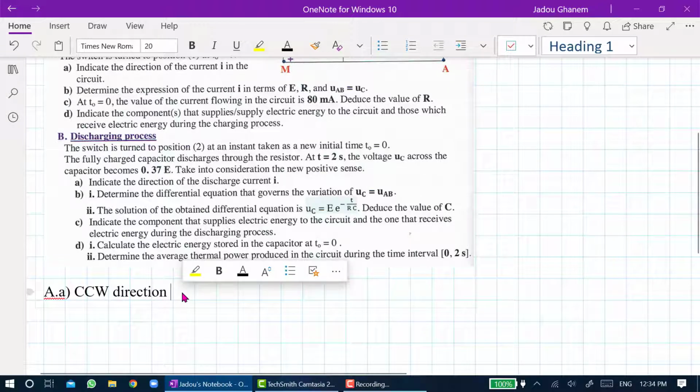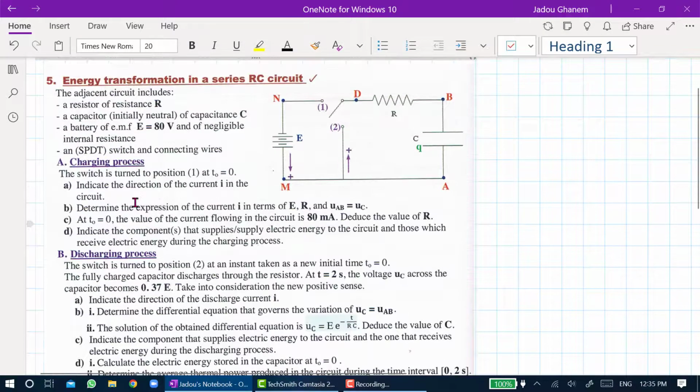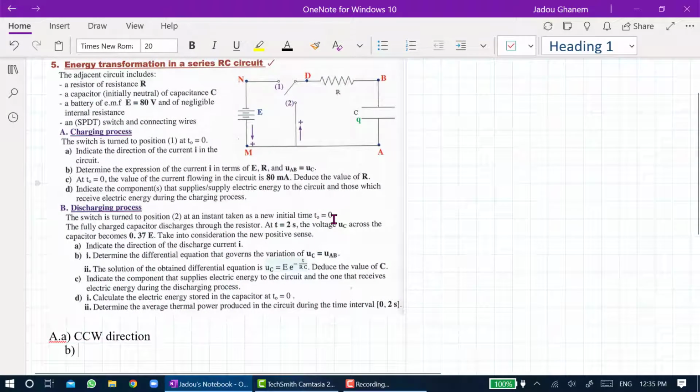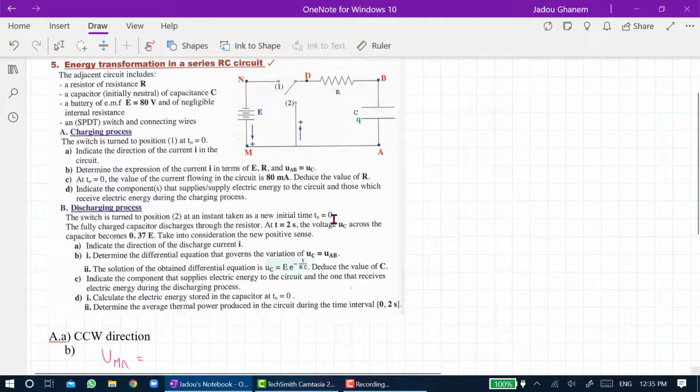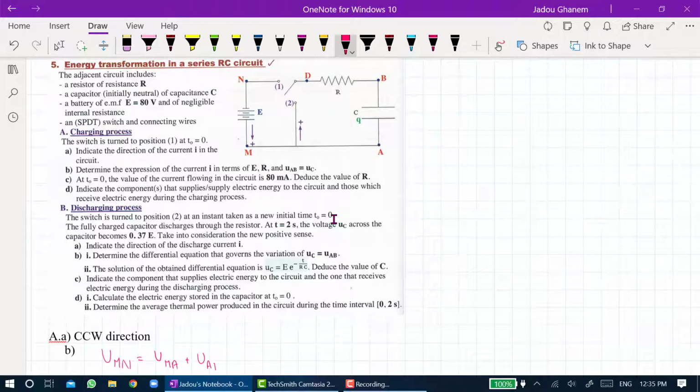Let's move to part B. In part B they said determine the expression of the current I in terms of E, R, and the voltage across the capacitor UC or UAB. Let's start with the law of addition of voltages in this circuit. We can write UMN, starting from the battery, equal UMA plus UAB, which is the one named as UC, plus UBD plus UDN.